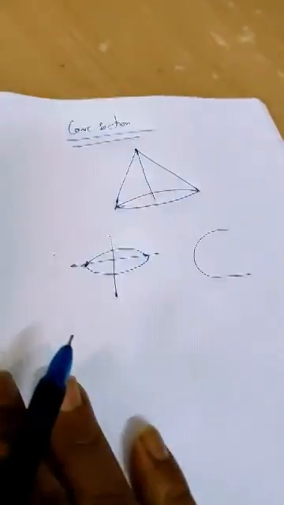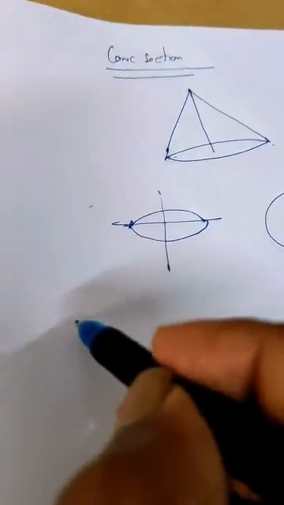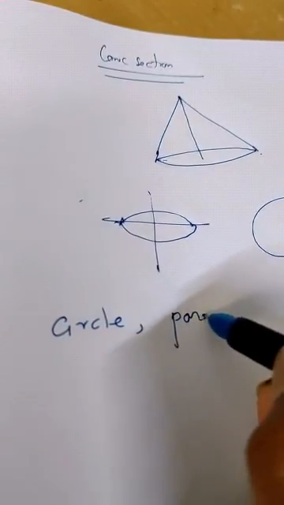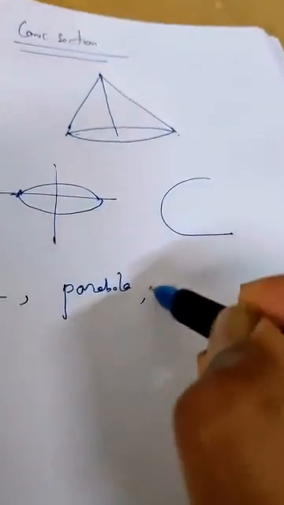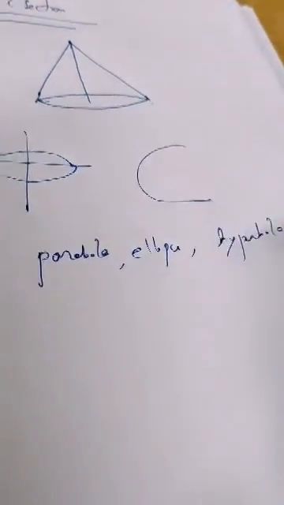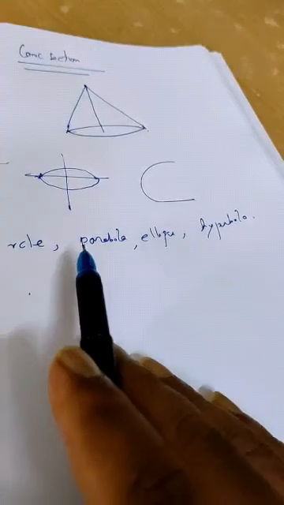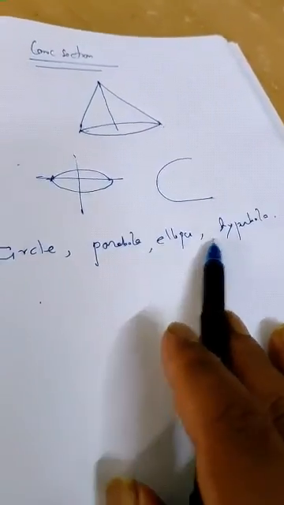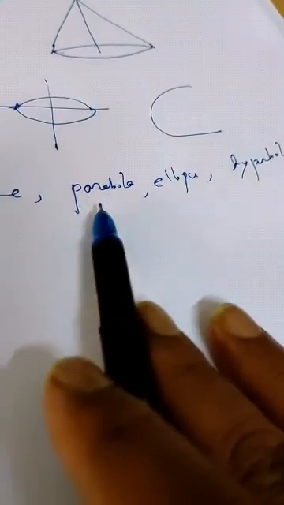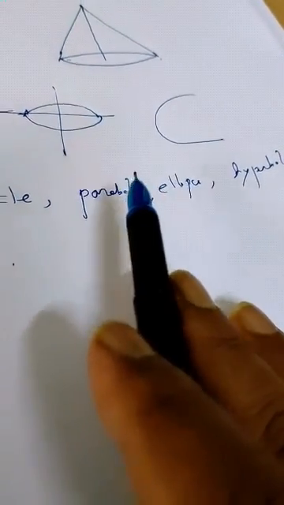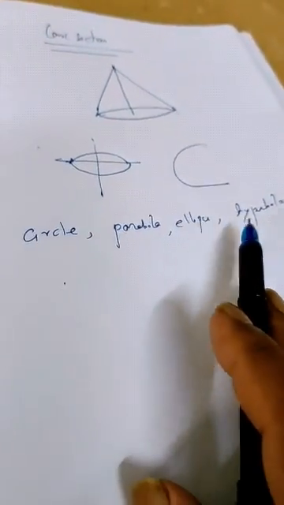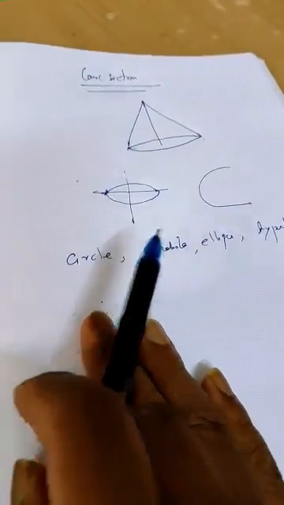Now, in our course, there are 4 conic sections. One we call circle, another we call parabola, another we call ellipse, and another we call hyperbola. Before going into details of parabola, ellipse, hyperbola, first of all, you have to know some definitions of conic section. Now, what are the definitions?